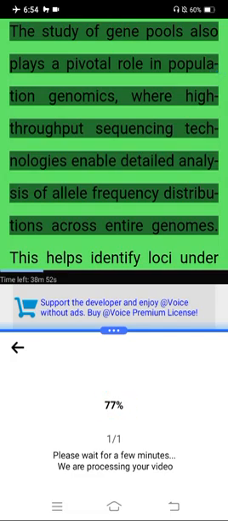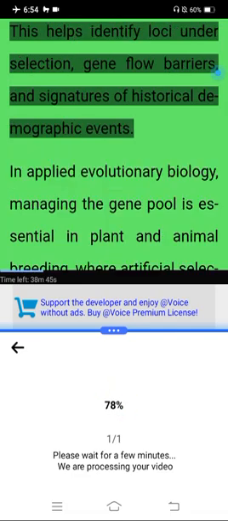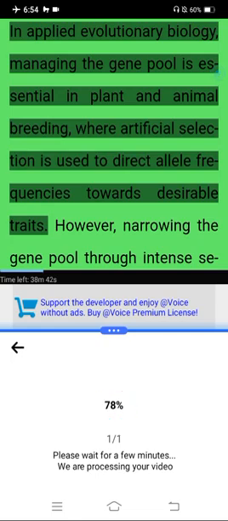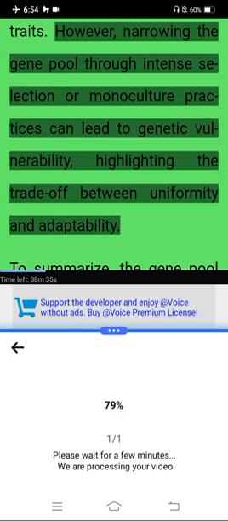The study of gene pools also plays a pivotal role in population genomics, where high-throughput sequencing technologies enable detailed analysis of allele frequency distributions across entire genomes. This helps identify loci under selection, gene flow barriers, and signatures of historical demographic events. In applied evolutionary biology, managing the gene pool is essential in plant and animal breeding, where artificial selection is used to direct allele frequencies towards desirable traits. However, narrowing the gene pool through intense selection or monoculture practices can lead to genetic vulnerability, highlighting the trade-off between uniformity and adaptability.